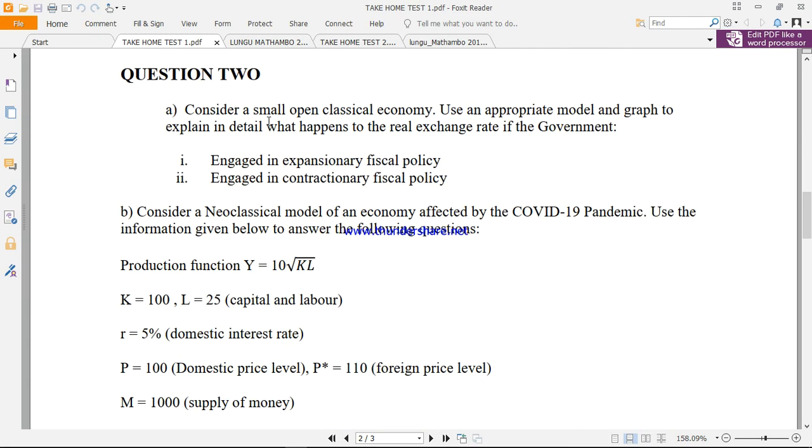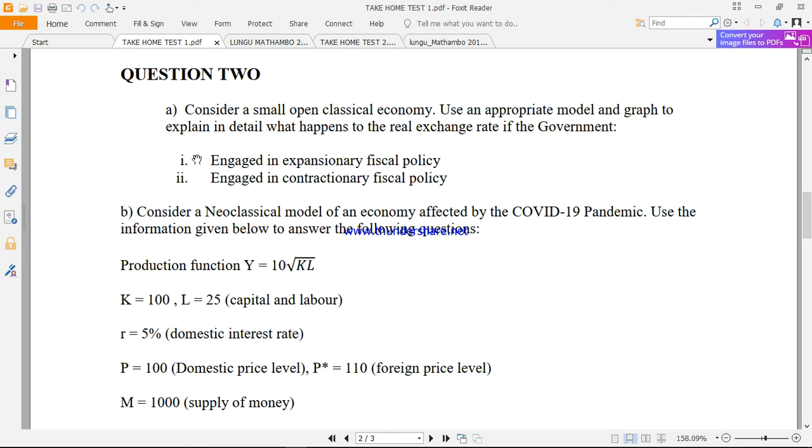Question 2 is saying, consider a small open classical economy. Use an appropriate model and graph to explain in detail what happens to the real exchange rate if the government engages in expansionary fiscal policy, and again engages in contractionary fiscal policy. Given that we've got this small open economy, Zambia, let's use an appropriate model and graph.